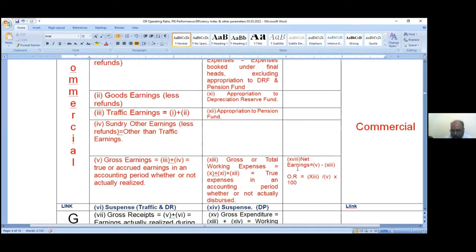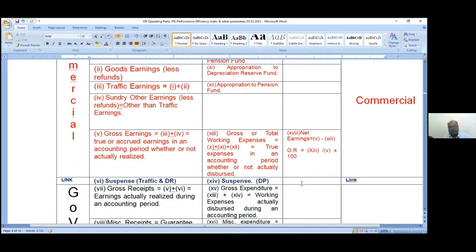Or if it is an operating ratio, it is very simple: gross working expenses, that is the 13th item, divided by gross earnings multiplied by 100. So we'll discuss with examples of these practical figures.